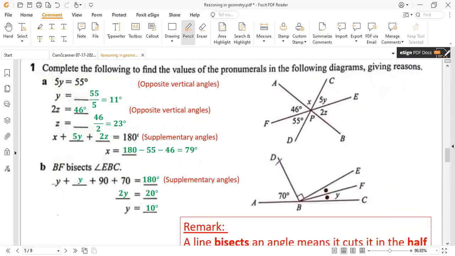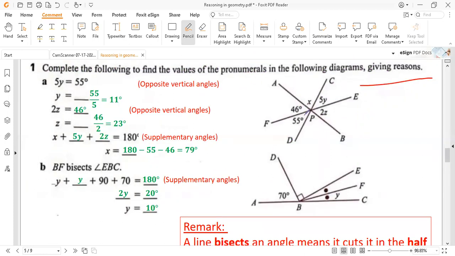So let's move to the following exercises to find out which property to use in each case. For example, we have this figure and this diagram, and we complete the following to find the values of the unknowns in the following diagrams, giving reasons. Good.